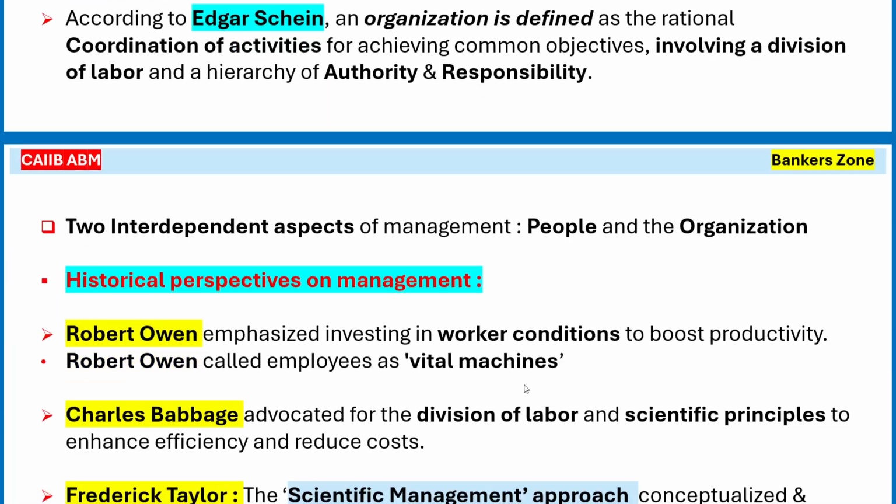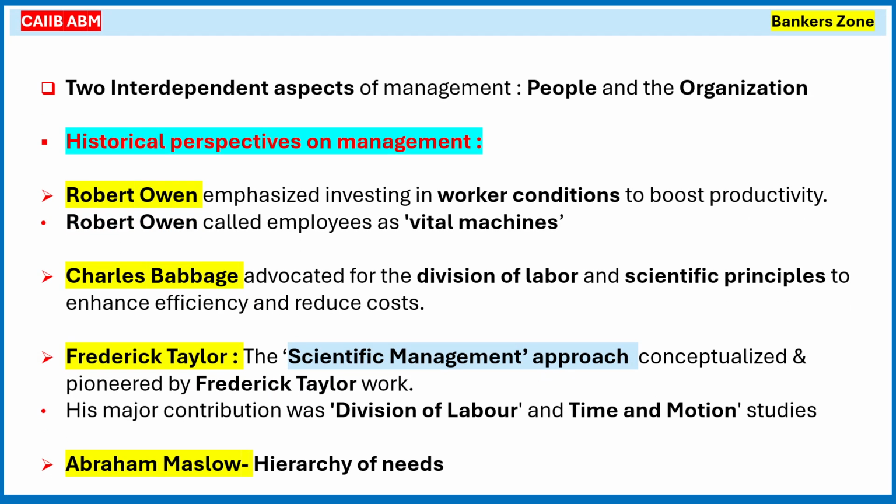Okay, now see here, two interdependent aspects of management. I have already told you the people in the organization and the organization itself, we cannot separate them. The people and the organization are interdependent on each other. Now see the historical perspective of management. How has the perspective on management and HR evolved historically?